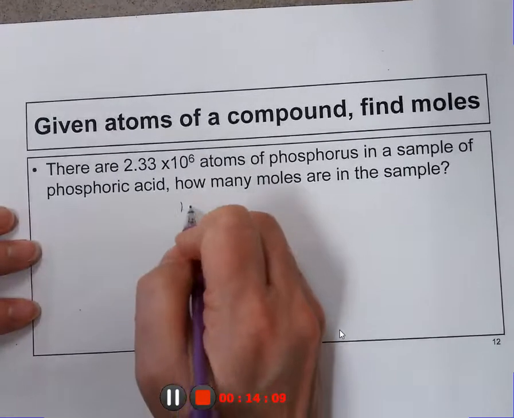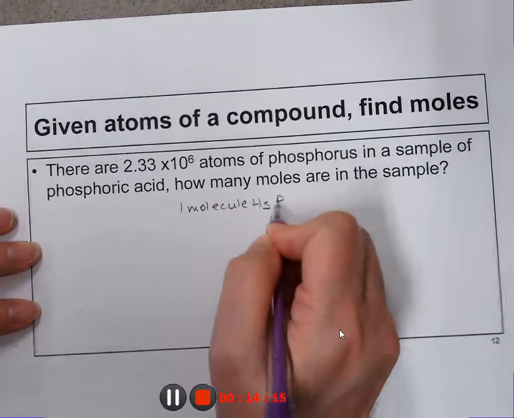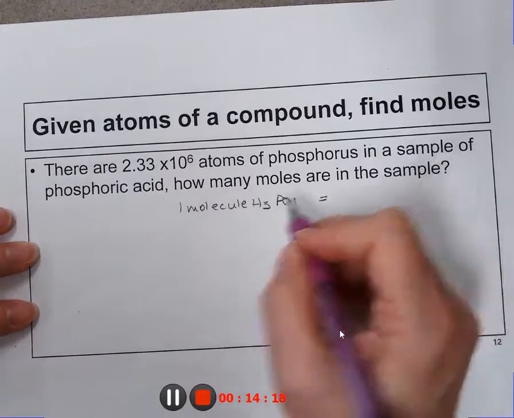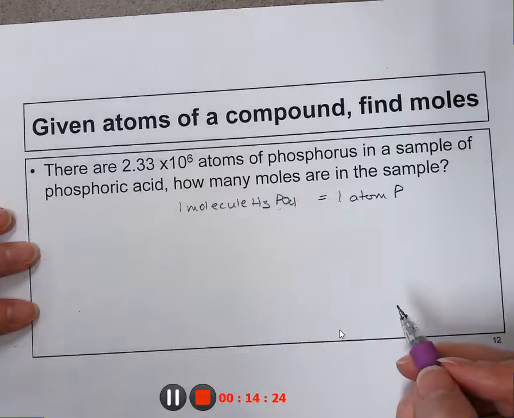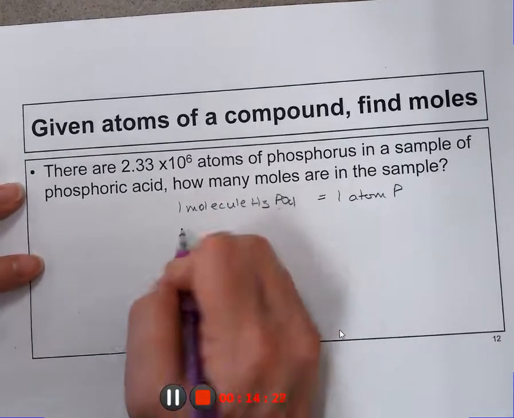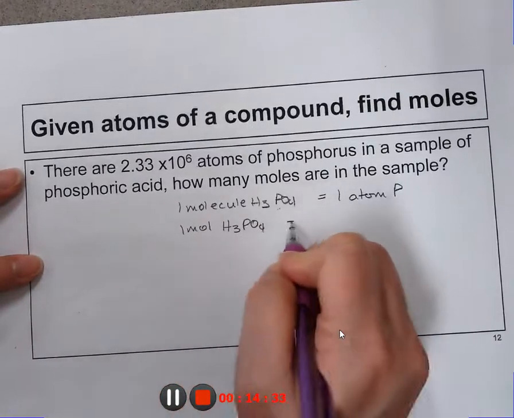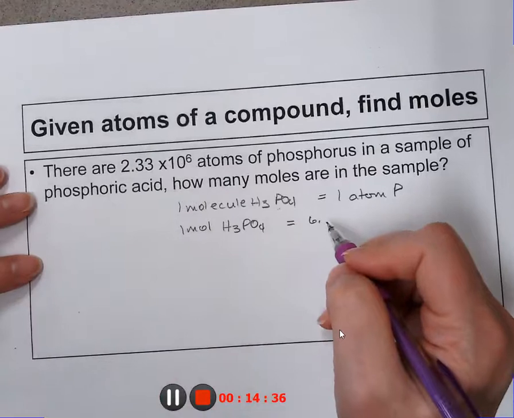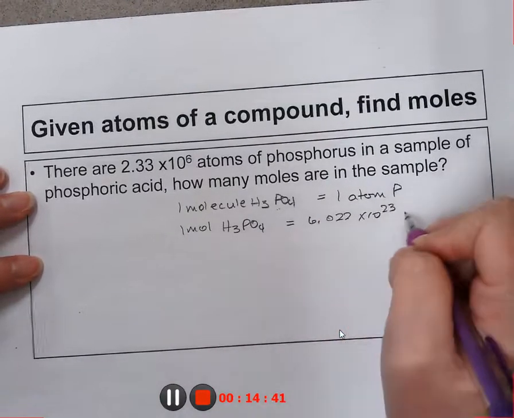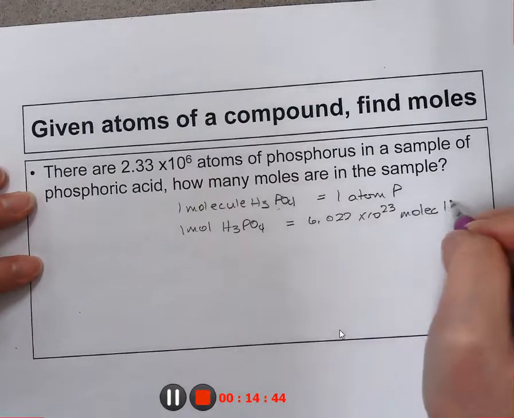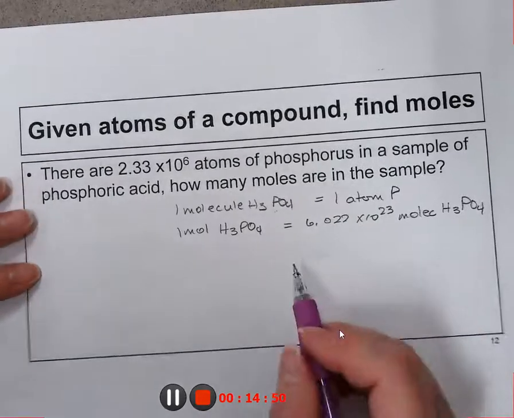We know that for every 1 molecule of phosphoric acid, there is 1 atom of phosphorus, right? And since we're converting between atoms and moles, I know that 1 mole of phosphoric acid is equal to Avogadro's number of molecules. Okay.